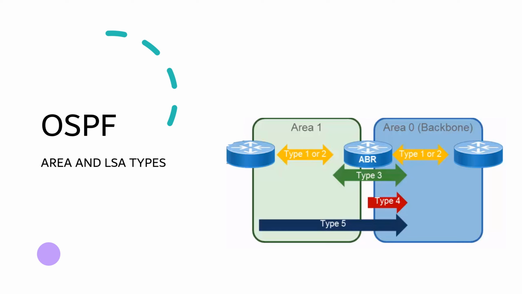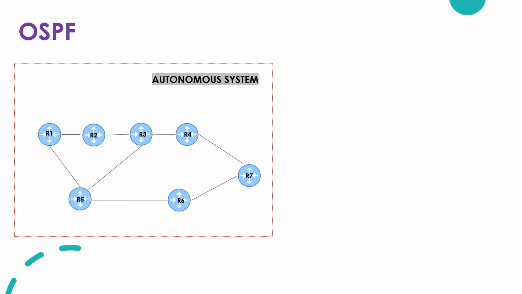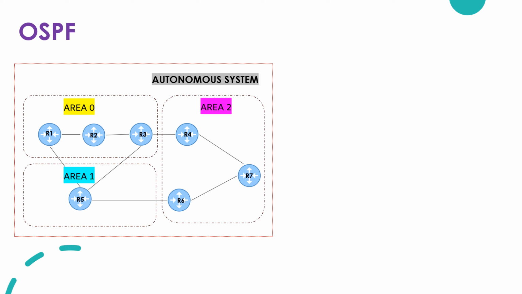Hello everyone. In this session of the CCNA series, I will discuss OSPF area and LSA types. In OSPF, a single autonomous system can be divided into smaller groups called areas. An area is a fundamental concept that plays a crucial role in the organization and scalability of OSPF networks.